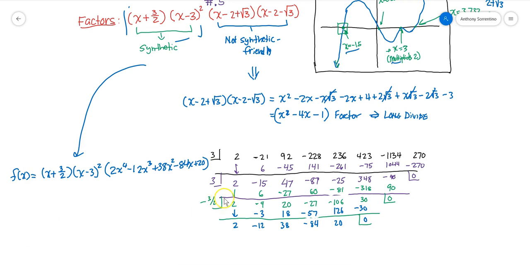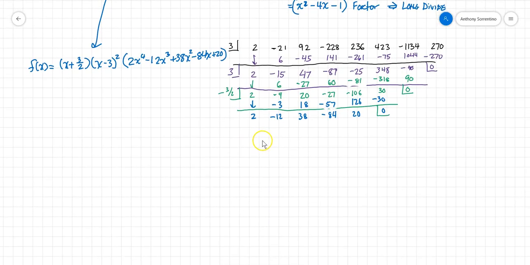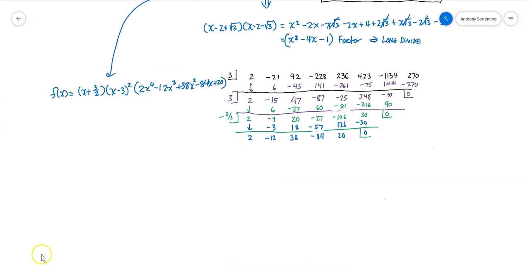Okay, so now I have this. This is now what I'm going to be dividing by this quadratic factor. Now I'm going to do my long division. So now I'm going to set up my long division. So now I have this all broken down. Now I'm ready to actually factor out and do the long division up here.